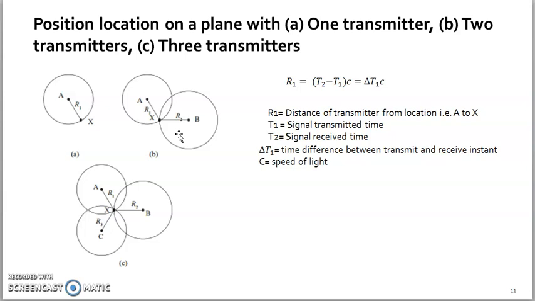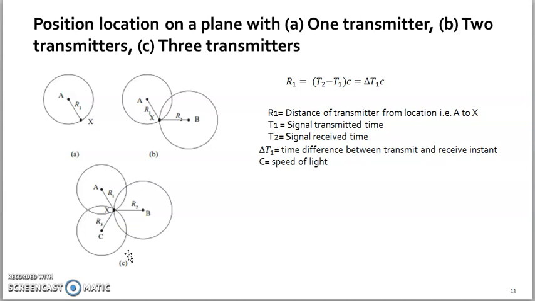Now if we consider another transmitter, that is the third transmitter here, at location C, then we can measure R3. So we can find out the position of location X from the given three circles and those radii R1, R2 and R3. And then we can find our location on a map, requiring the locations of the transmitters and their distances, that is the ranges R1, R2 and R3 there.